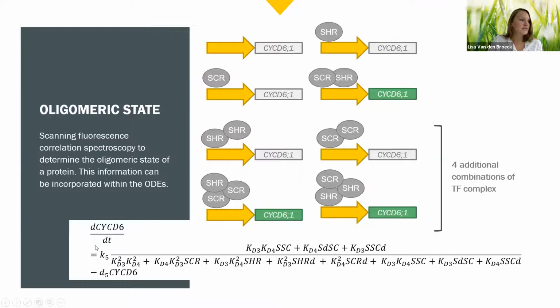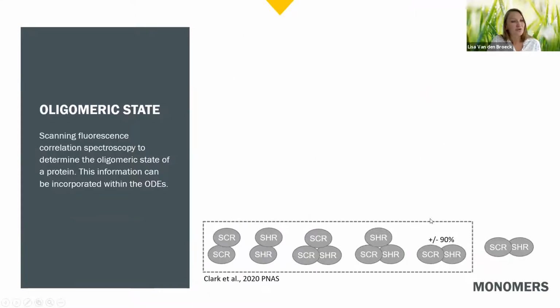But including this in the ODEs really complicates the ODE quite a bit. So for this reason, and also because the expression profiles of all these complex stoichiometries were very similar, we decided to keep the model simple and include only the short root scarecrow complex as a combination of the 2 monomers. It's also 90% of the complex stoichiometry that is available in the CEI.